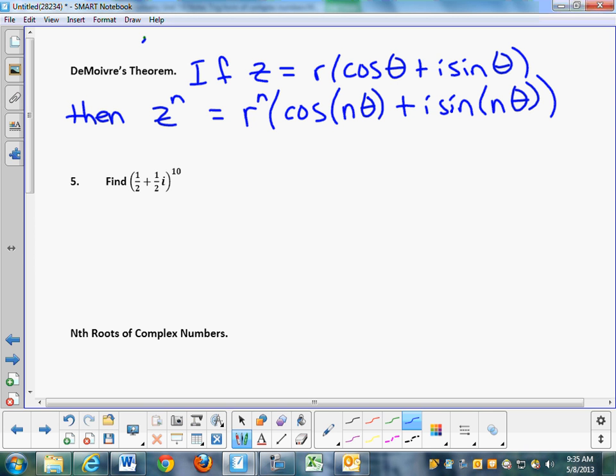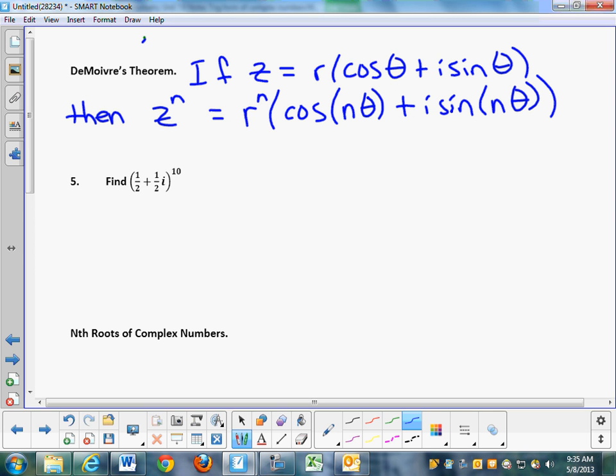Are you ready? This is the cool part. Okay, I'm starting to wake up. I'm excited. 1/2 plus 1/2 I to the 10th power. Do you really want to do that? Oh my gosh, we got to multiply that about 10 times. We haven't even learned the binomial theorem yet. Forget about a shortcut to this thing. That's nasty. I don't want to do that.